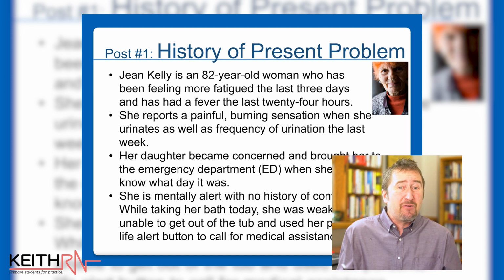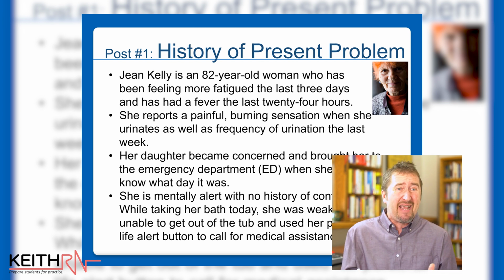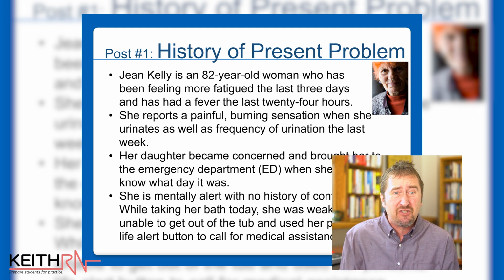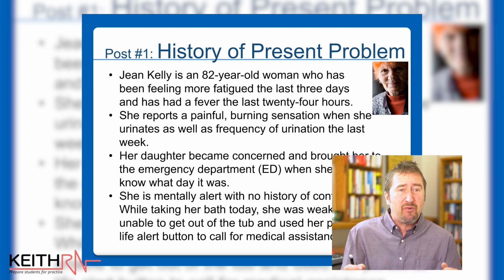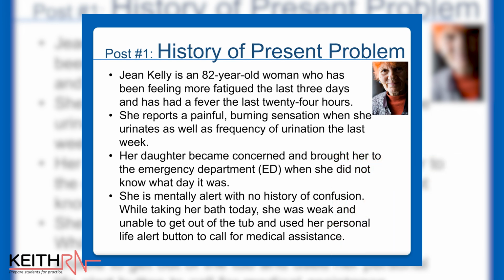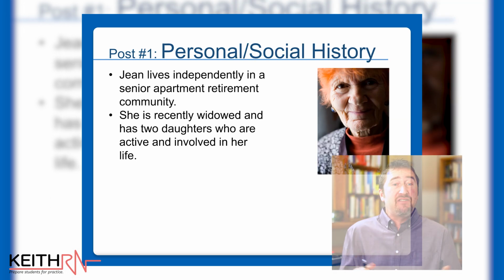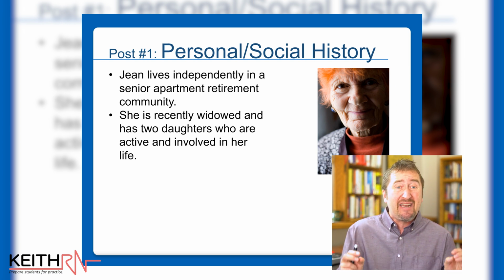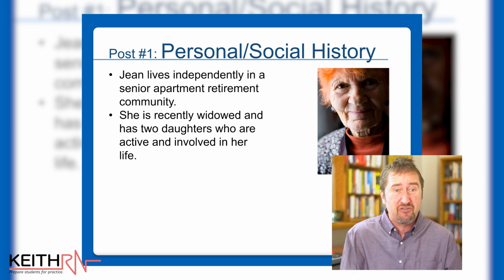So Jean Kelly is an 82-year-old woman who has been feeling more fatigued the last 3 days and has had a fever the last 24 hours. She reports a painful burning sensation when she urinates, as well as frequency of urination the last week. Her daughter became concerned and brought her to the emergency department when she did not know what day it was. She's mentally alert with no history of confusion. While taking her bath today, she was weak and unable to get out of the tub and used her personal life alert button to call for medical assistance. She lives independently in a senior apartment retirement community and is recently widowed and has 2 daughters who are active and involved in her life.